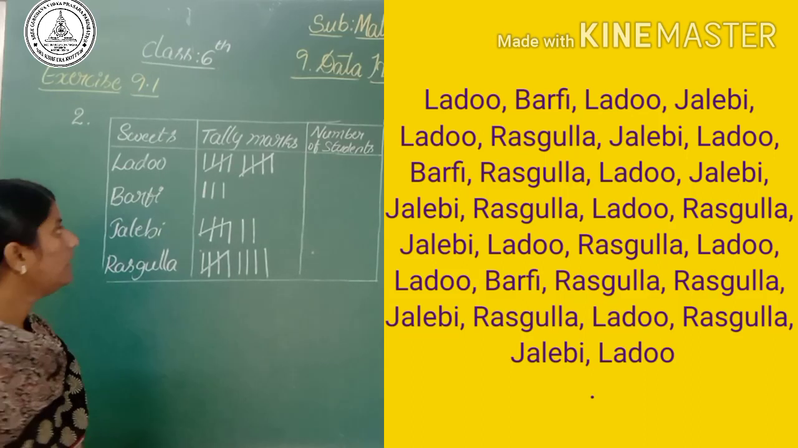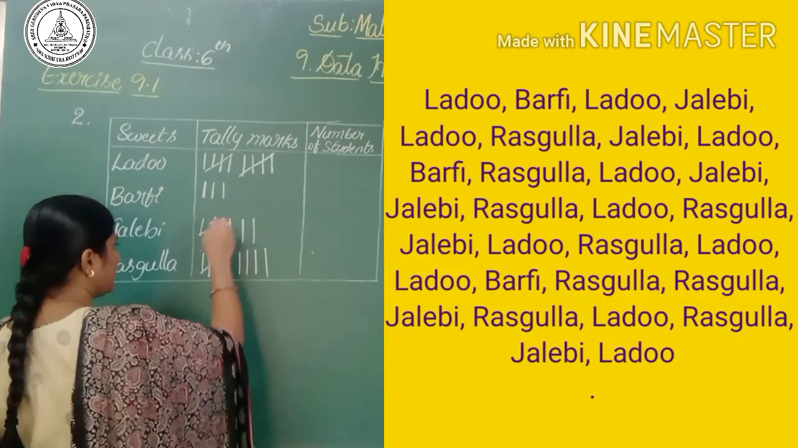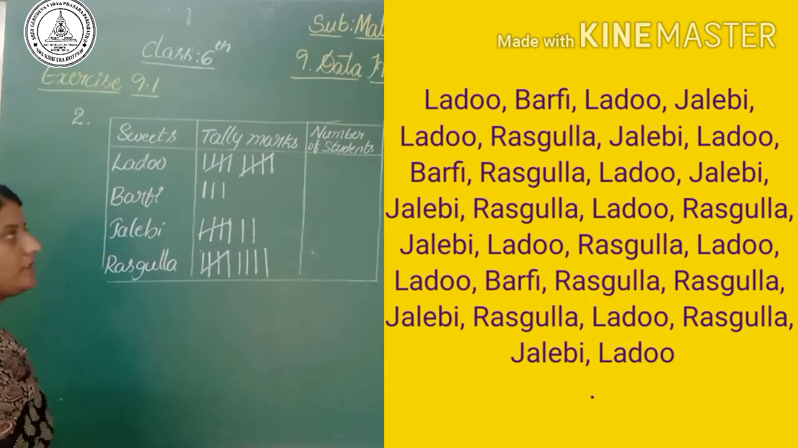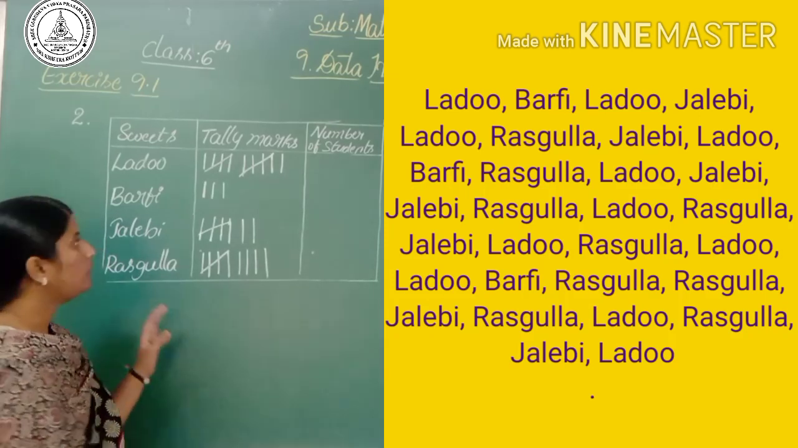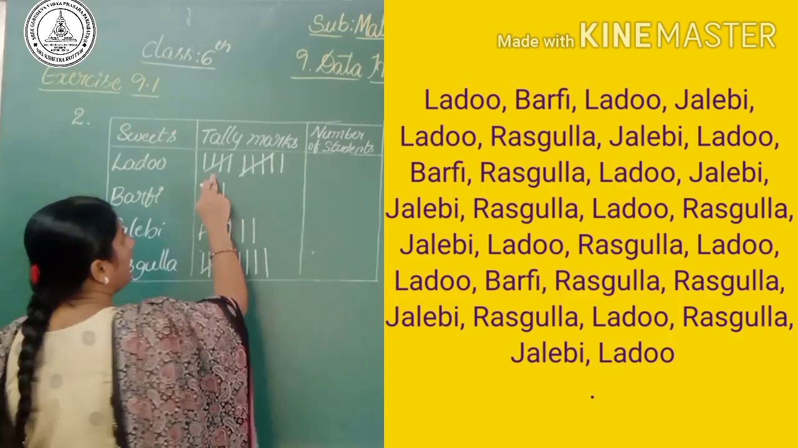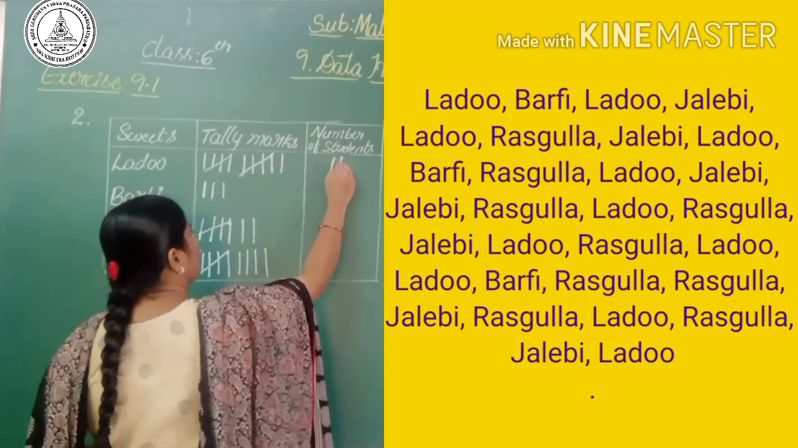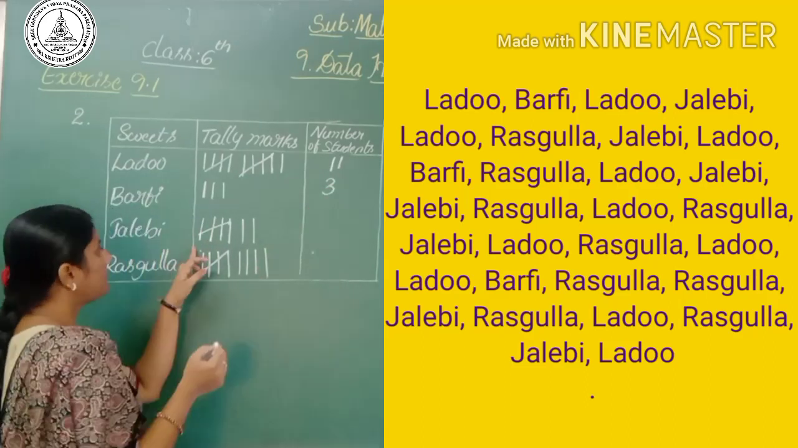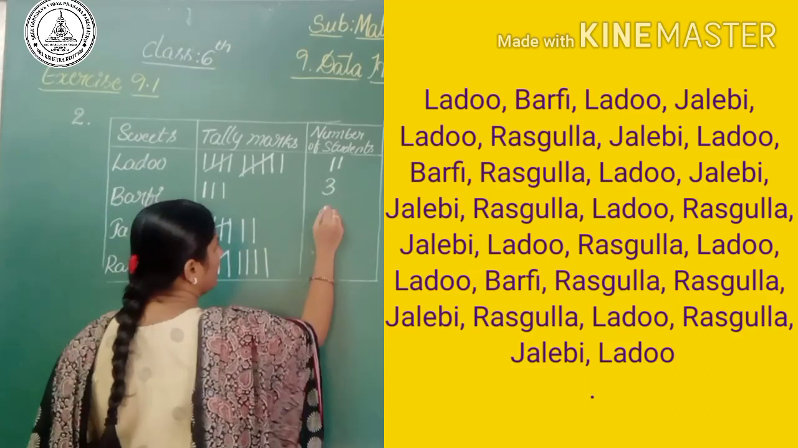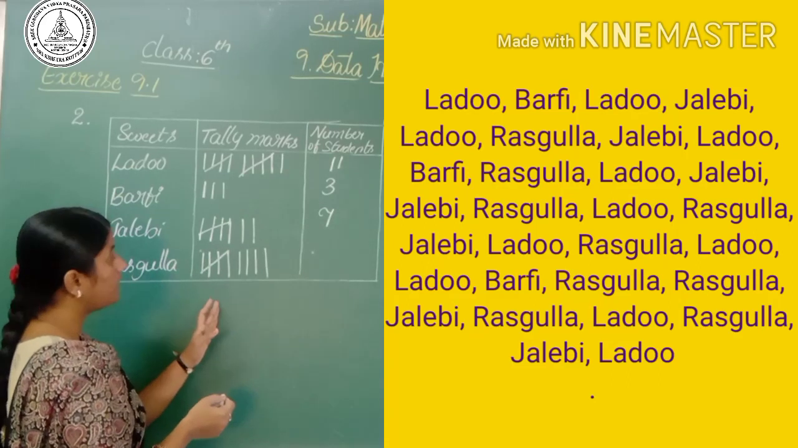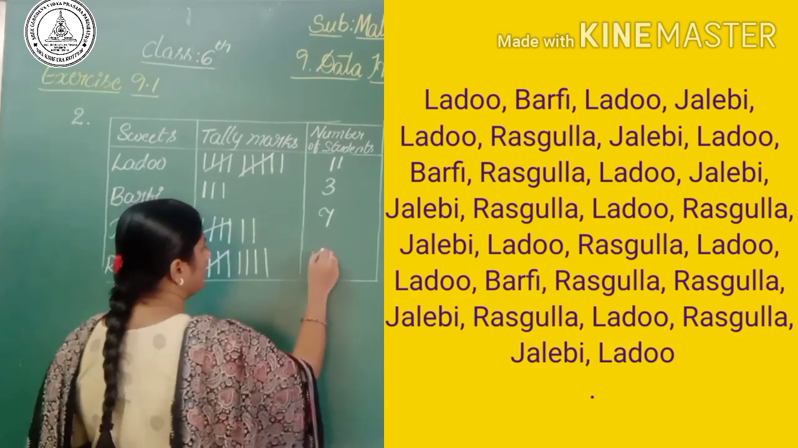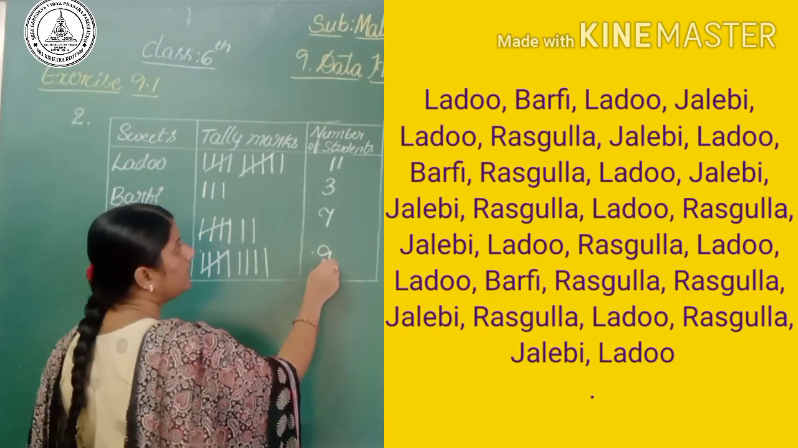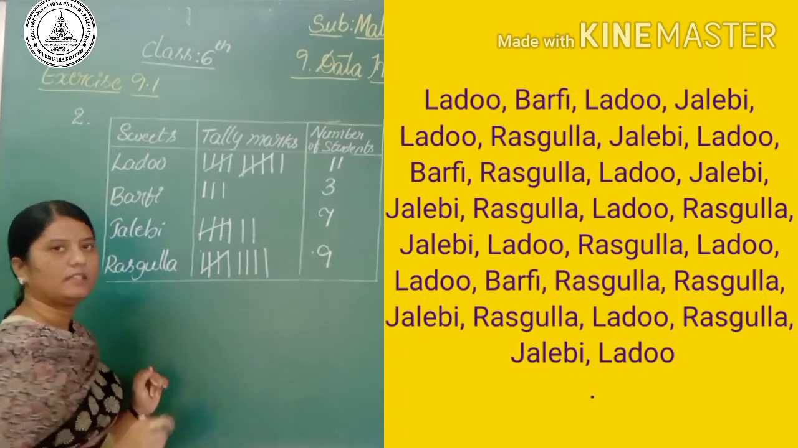Okay, see here, I have written the tally marks of the students who prefer the sweets. Okay, so now write here how many students prefer laddu. 5, 10, 11. Then barfi, 3. How many students prefer jalebi? That is 7. Then number of students who prefer rasgulla, that is 9. Okay, now you count totally how many students are there here? 20, 30. Yes, now it is correct.